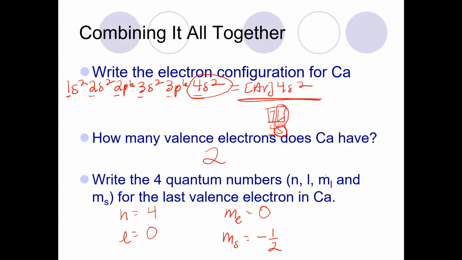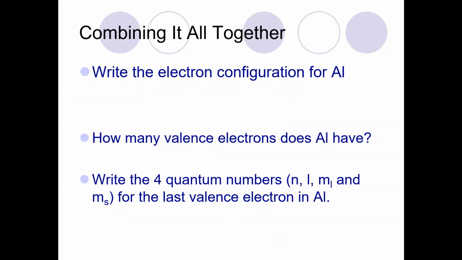Okay. Let's do one more. For aluminum. Same deal. We're going to write the long way, the short way, and draw the orbital diagram. So for aluminum, aluminum has 13 electrons, so 1s2, 2s2, 2p6, 3s2, 3p1. Now if I want to take aluminum and do the noble gas way, it looks like it'd be neon, 3s2, 3p1.